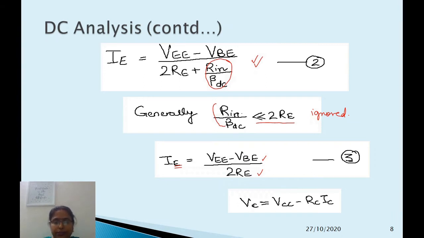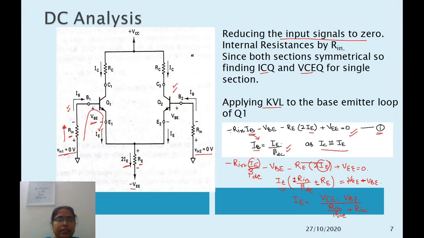Also we know that this VC is equal to VCC minus RC into IC. So taking this, VCC minus VC is equal to IC into RC.